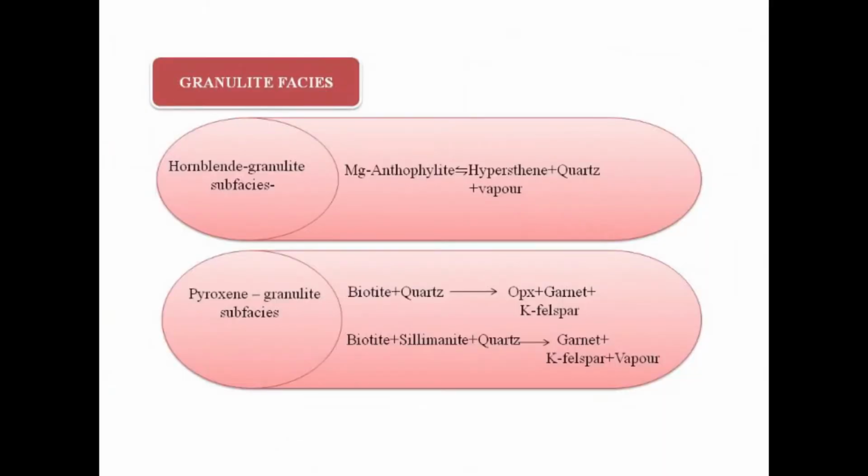The important reactions in granulite facies are: Mg anthophyllite gives rise to hypersthene plus quartz plus vapor. Second reaction, biotite plus quartz gives rise to orthopyroxene plus garnet plus potash feldspar. Third reaction, biotite plus sillimanite plus quartz gives rise to garnet plus potash feldspar plus vapor.